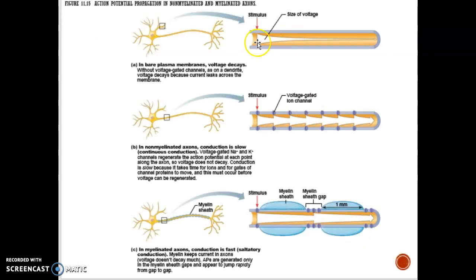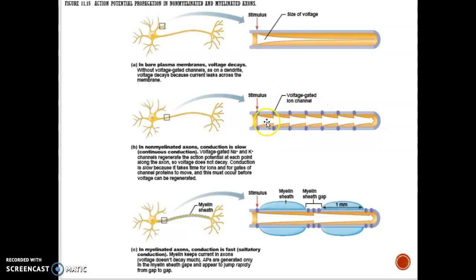Let me show you the picture. Up top is a bare plasma membrane that doesn't have any axon coverage, so there's no myelination. You can see that the signal is going to die out over the course of time. This is a non-myelinated axon that allows for conduction to take place because of these voltage-gated channels.